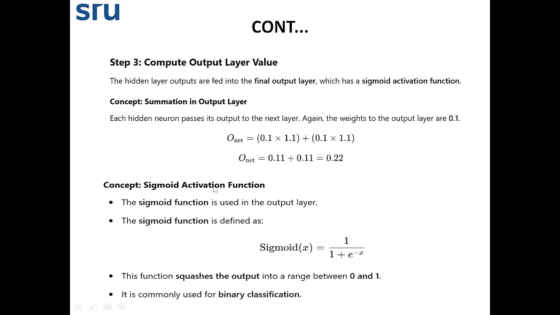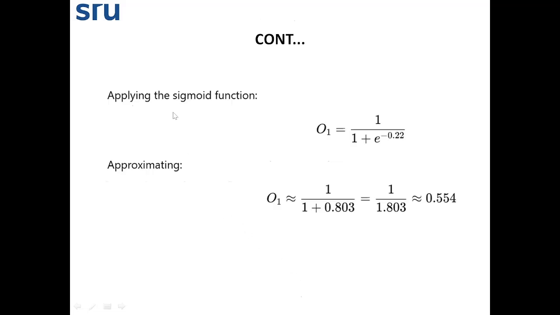The sigmoid function is used in the output layers. The sigmoid function is given by 1 by 1 plus e raised to power minus x, and the value of the sigmoid function varies between 0 and 1. It is commonly used in binary classification. So when we apply the sigmoid activation function here, we are getting 0.554.